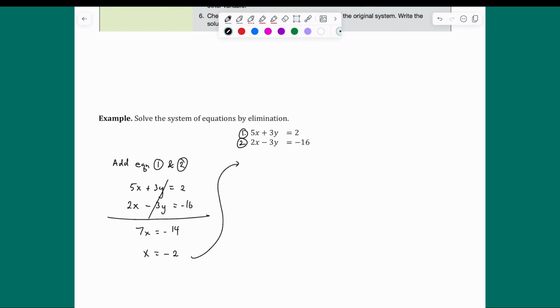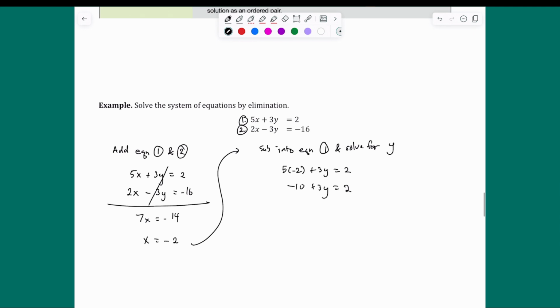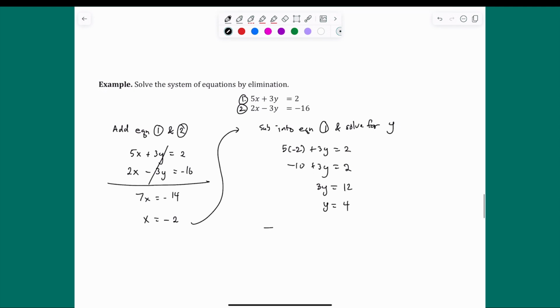Alright, now substitute back. We're going to sub into equation 1 and solve for y. Alright, so doing so, we have 5 times negative 2 plus 3y equals 2. So we have negative 10 plus 3y equals 2. So adding 10 on both sides, we get 3y equals 12, which means if we divide both sides by 3, we get y equal to 4, and that's the solution.